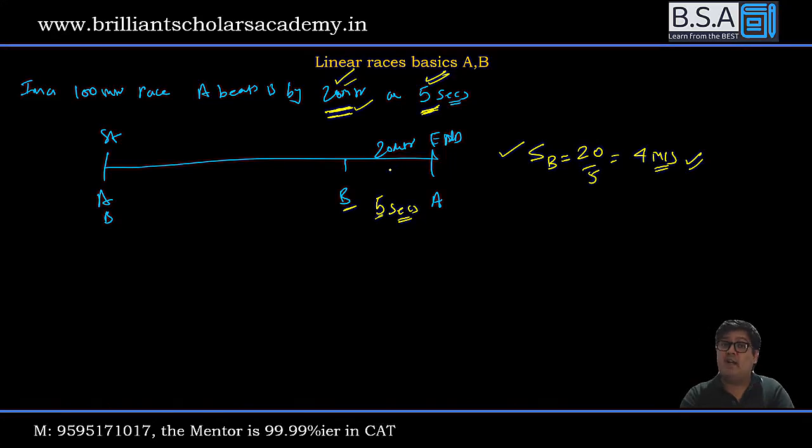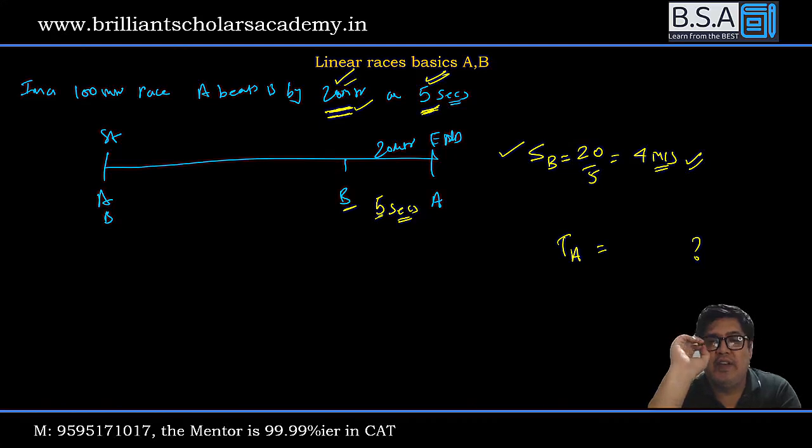Can you find out what is the time taken by A to finish the race? Go on, try. What is the time taken by A to finish the race? With this hint, in a 100-meter race, A beats B by 20 meters or 5 seconds. How much time will A take to complete the race? So I want you to apply common sense.